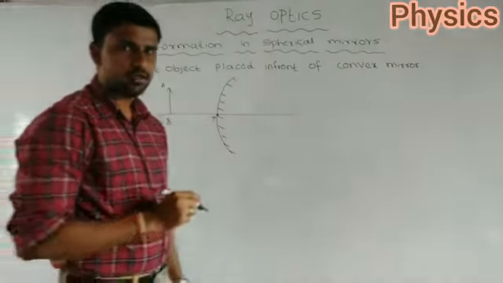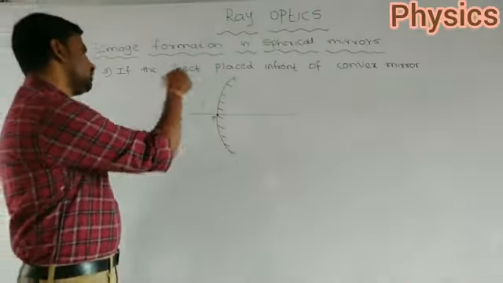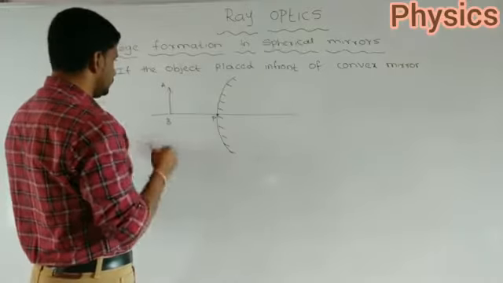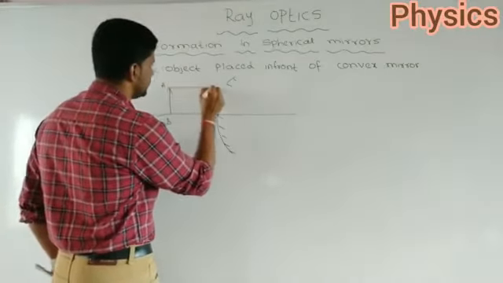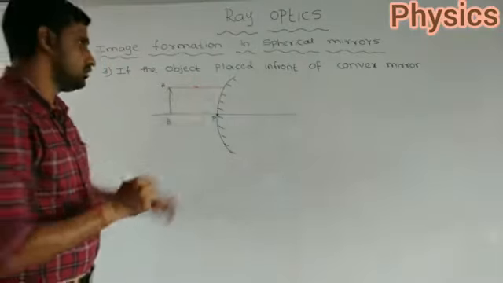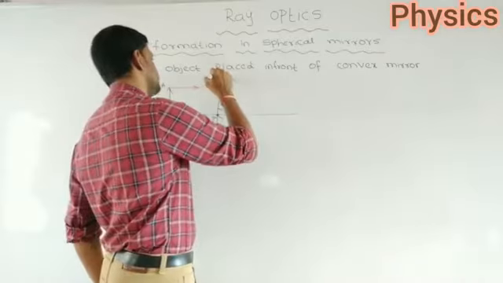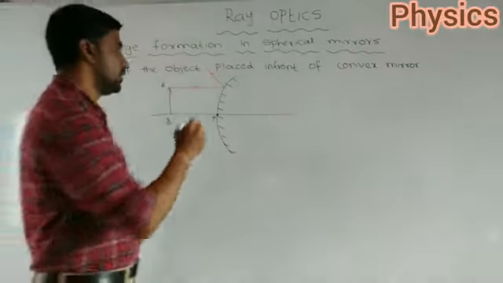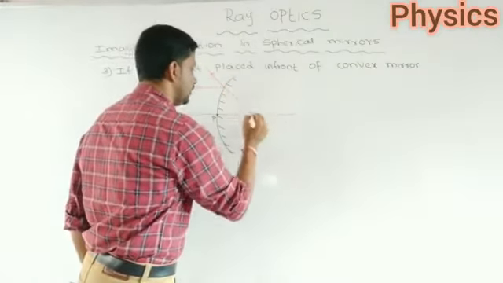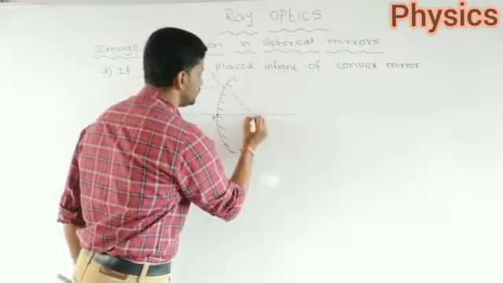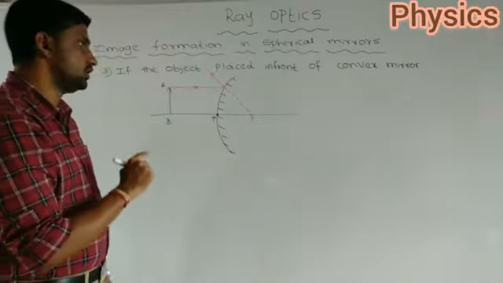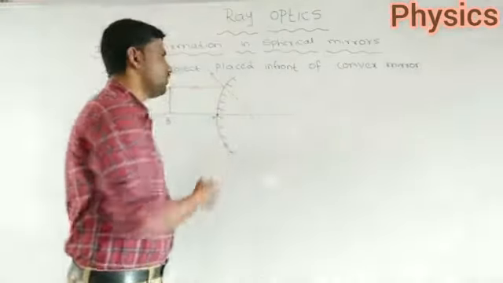Now I am going to take a ray of light which is incident on the convex mirror. So this is the ray I am going to make incident, and that ray is a parallel ray. After hitting the convex mirror, it will reflect back like this. If I extend this reflected ray, it will meet some point on the principal axis. That point is called the principal focus. That is the first ray of light I am making incident on the convex mirror.